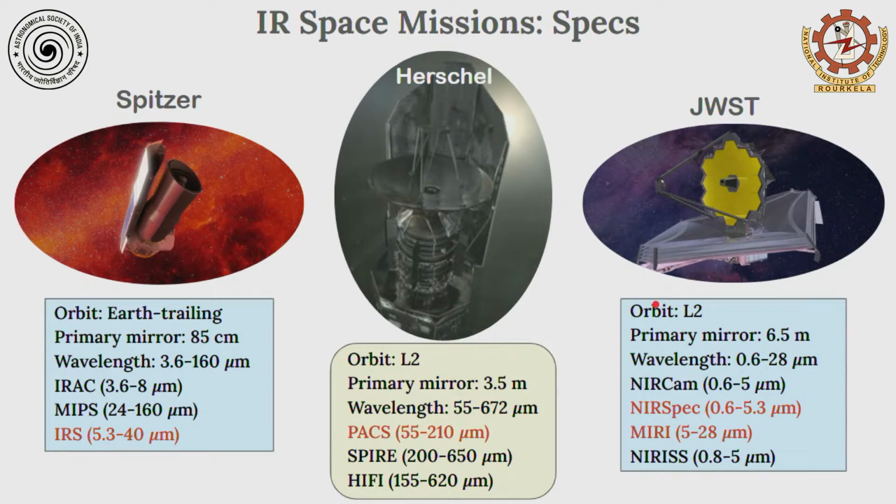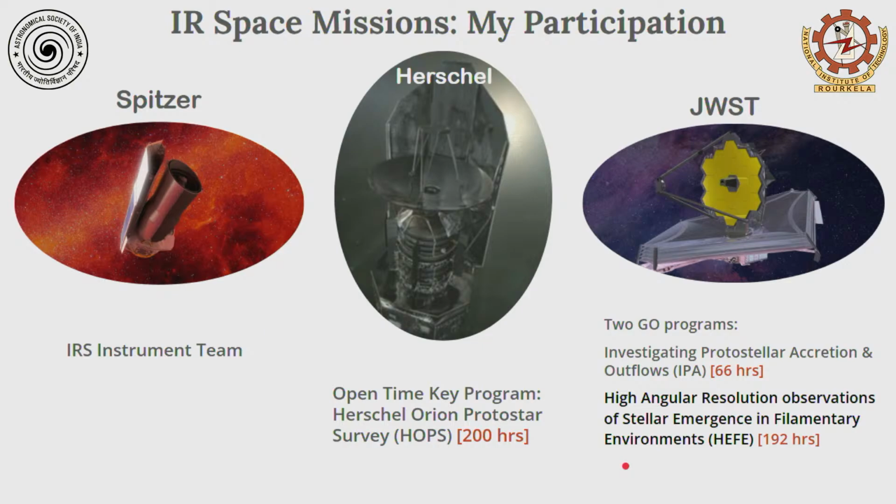Then JWST, which was launched in December 2021, has a 6.5 meter mirror at L2, and the wavelength range, of course, goes from 0.6 to 28 microns. It has several instruments, and I'll primarily be talking about NIRSpec and MIRI, and these are spectral imagers. These are IFUs, integral field units. So you get spectra of an entire image space. So both NIRSpec and MIRI, and the wavelength coverage is from 0.6 micron to 28 microns.